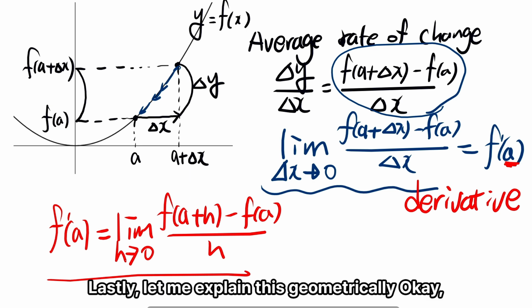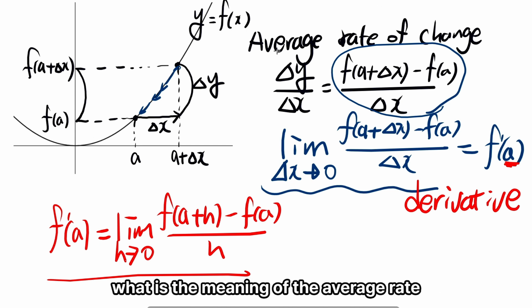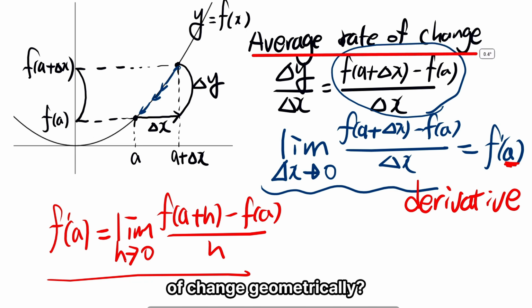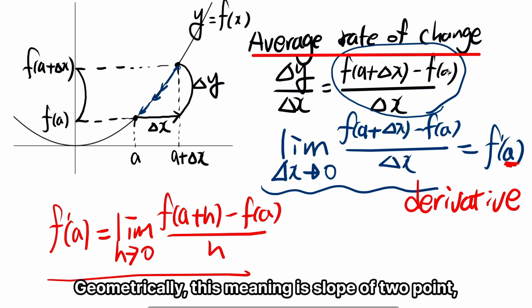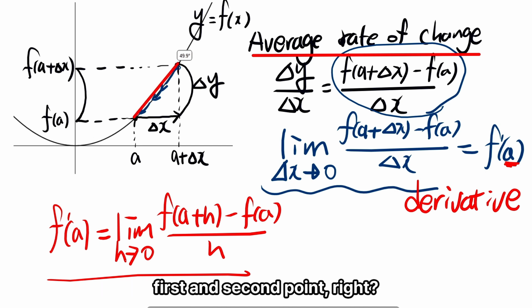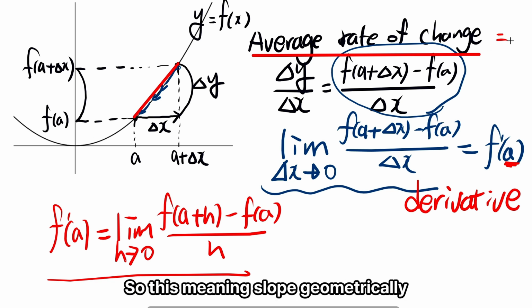Lastly, let me explain this geometrically. What is the meaning of average rate of change geometrically? Geometrically, this means the slope of the 2 points, the first and second point, right? So this means slope, geometrically.